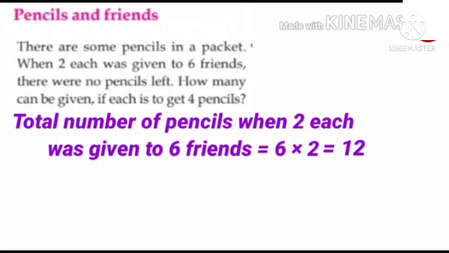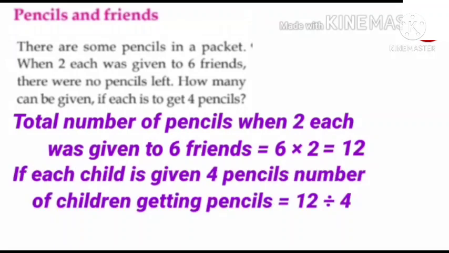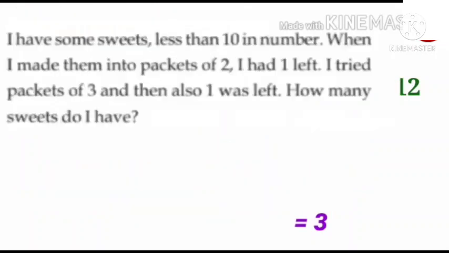Children, listen to the questions. How many can be given if each is to get 4 pencils? Here we need to divide 12 pencils with 4 each. That is, if each child is given 4 pencils, number of children getting pencils equals, yes, 12 divided by 4. How many 4s are 12? Yes, 3 4s are 12. So 12 divided by 4 equals 3. So 12 pencils can be given to 3 friends, each getting 4.